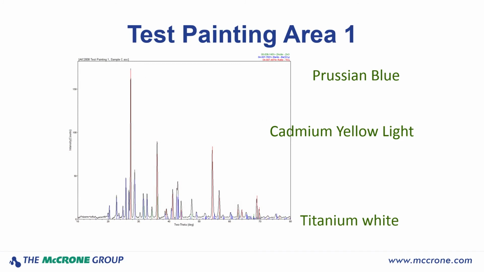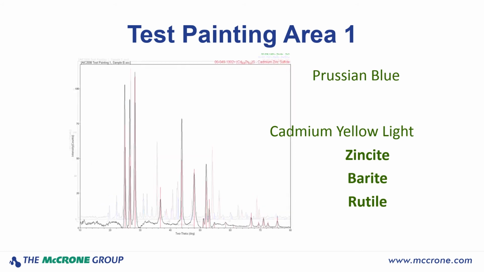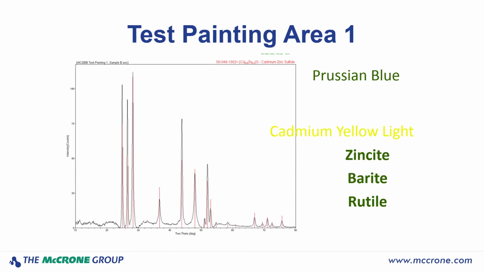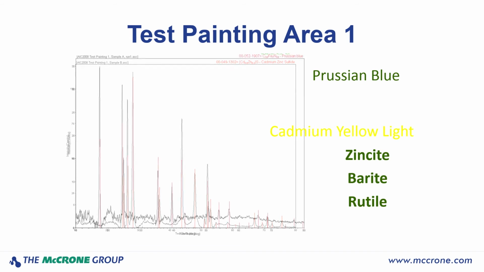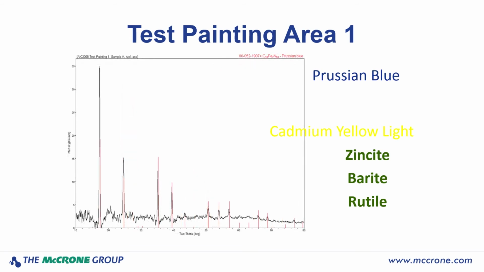So the titanium white showed zincite, barite, and rutile. Rutile is a form of titanium oxide, and the barite and zincite. Zincite's also a white pigment, but barite can also be used as a filler. Not surprising. The cadmium yellow light was analyzed and showed to be a cadmium zinc sulfide, which is the cadmium yellow pigment. The Prussian blue was analyzed, and this sample did exactly match the ICDD reference for Prussian blue.